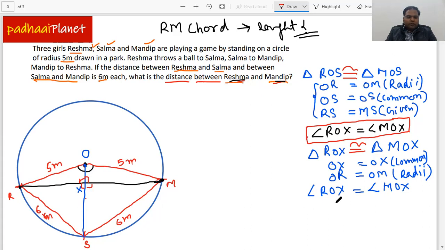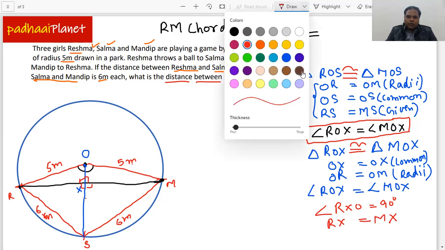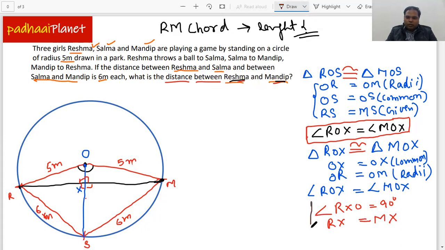So here we have established two important relationships which are going to be important for the questions. Number one is that angle RXO is equal to 90 degrees, and RX is equal to MX. That's the other relationship which we have established. Further in the question, we will be using these two relationships. Okay. All right. So this is how we have arrived here.